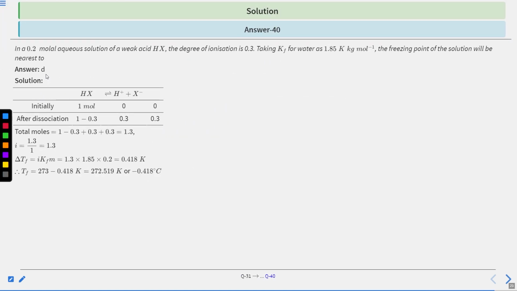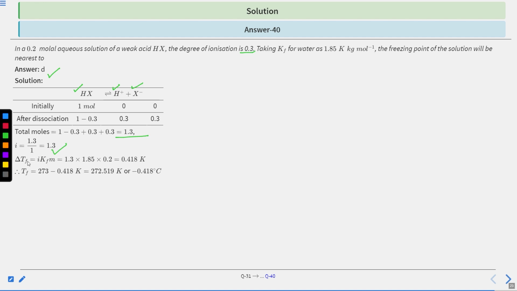Okay, so the correct answer is option D. We have weak acid HX. It will dissociate in this manner, H plus and X minus. Initially, we have 1 mole of HX and 0 and 0 moles of H positive and X negative. But after dissociation, the 1 mole of HX dissociates by degree of ionization 0.3. So 1 minus 0.3, and H plus and X minus will be 0.3 and 0.3 respectively. So total moles will be 1 minus 0.3 plus 0.3 plus 0.3, which is equal to 1.3. And so i will be 1.3 divided by 1, which is 1.3.